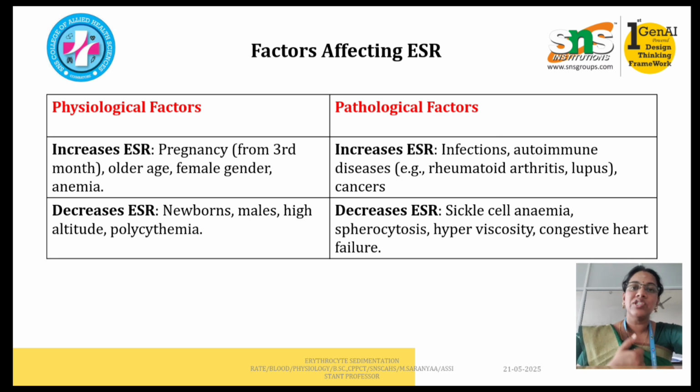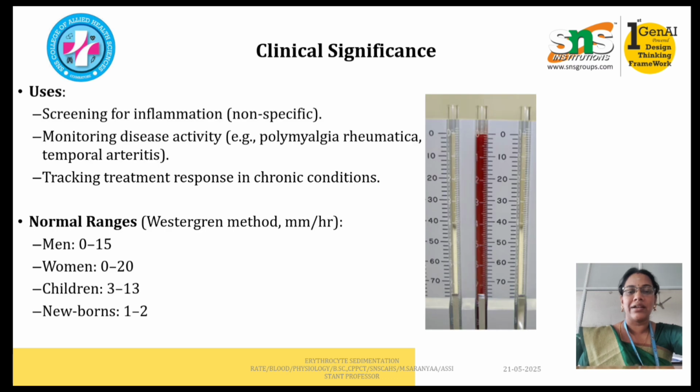These are the normal things that physiologically we have. What could be the pathological reasons? Maybe infection, autoimmune disease, inflammation and cancers. And decreased ESR can be a direct problem of the blood cells, that can be sickle cell anemia, spherocytosis, hyperviscosity and congestive heart failure. These can also be factors.